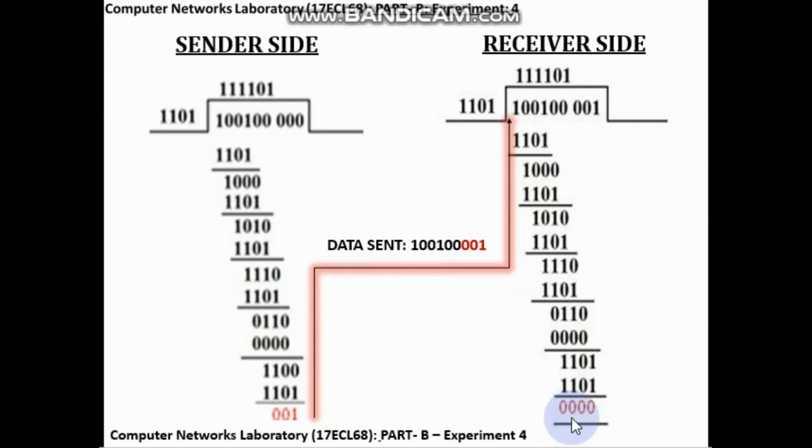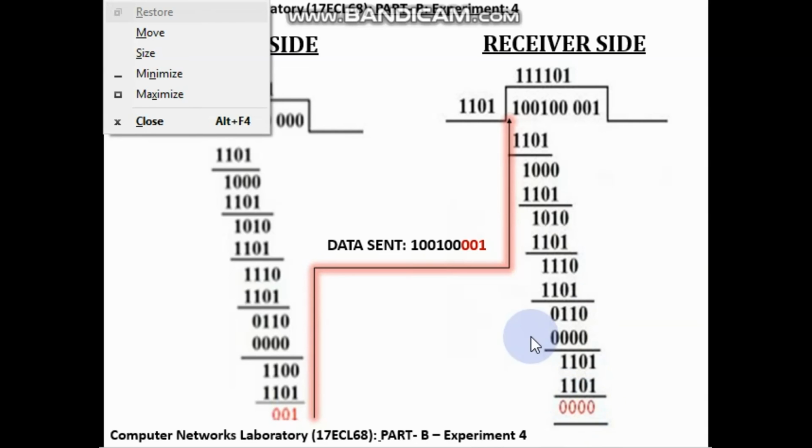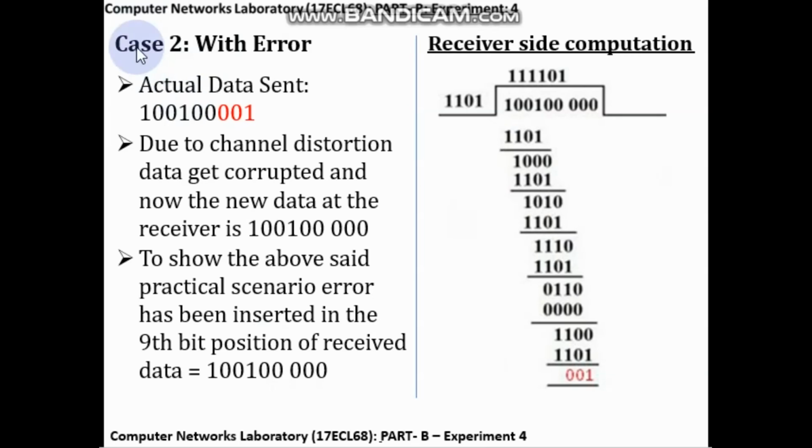At the receiver side, all zeros indicate that the data is received correctly and the message will be accepted. Now we'll go through the second case, that is a transmission with error, where an error will be introduced. Let us introduce error in the data stream, and here at this position the actual data is 1 and it will be converted to 0.